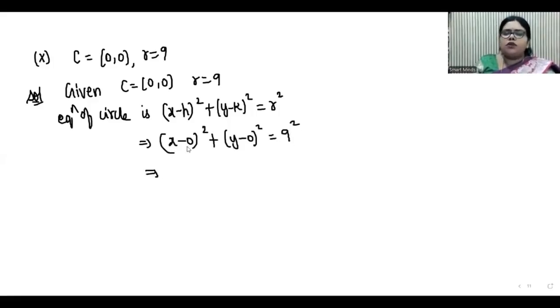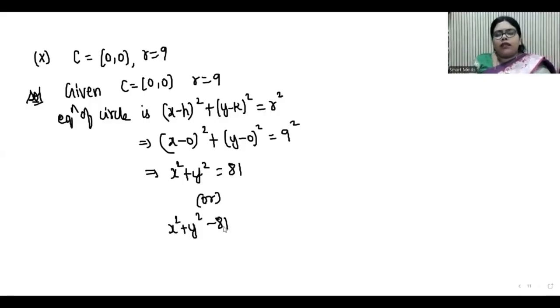x minus 0 is x, so this will be x square. The second bracket will be y square equals 81. This way you can write, or else you can write this way also: x square plus y square minus 81 is equal to 0.